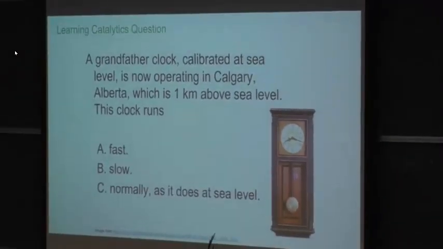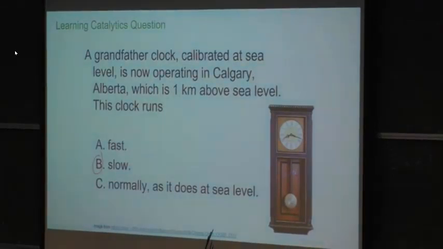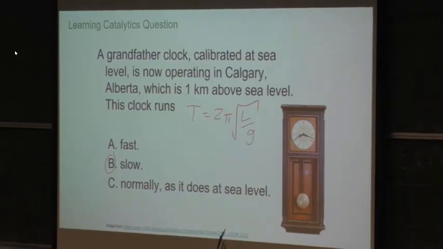Okay, so I think it's B, but let's check it. So I think that the idea is that T is equal to 2 pi times the square root of L over g. So the big question is, what is the difference between being by the sea or being in Calgary? Does anybody know?